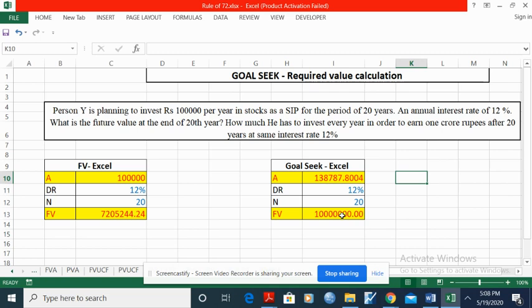In order to earn 1 crore rupees after 20 years, how much does Mr. X have to invest every year? One lakh 38,787 rupees exactly. If we invest 1,38,787 rupees every year in a systematic investment plan, assuming a 12 percent interest rate for a period of 20 years, you will earn exactly 1 crore rupees. So this is the goal seek operation in Excel to find any required value. Here the 12 percent and 20 years remain the same. Only these two values are changed.